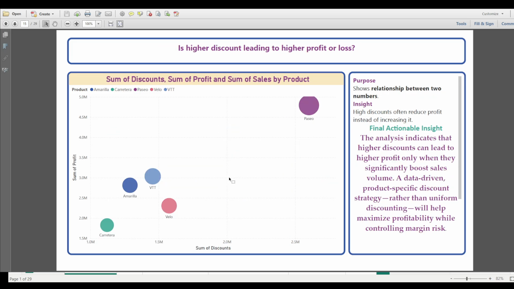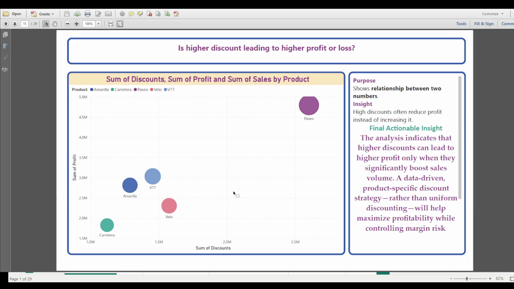This is a scatter chart wherein two numerical values we are using, sum of profit and discount, which is being shown over here with respect to products, right? So you can use this to check whether higher discount leads to higher profit or loss. Here discount is higher, whereas profit is also higher, for the Paseo product. So this is how to interpret. Here discount is low and profit is also low. So how they are impacting each other.